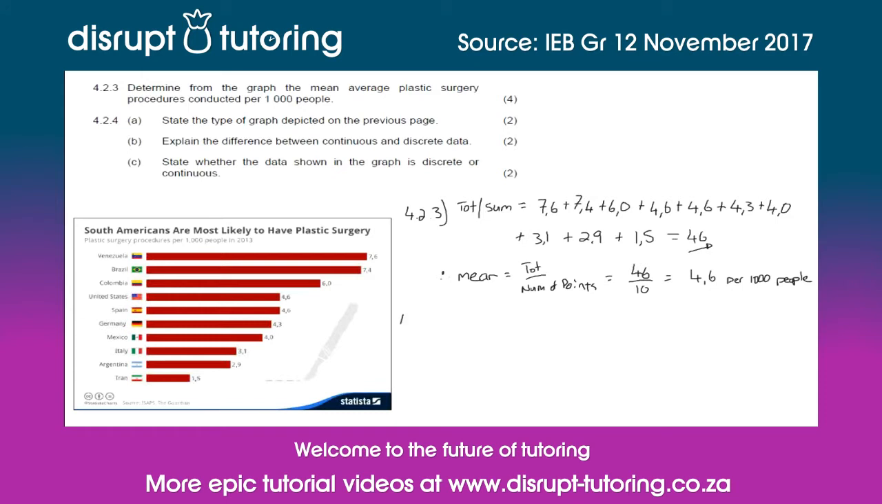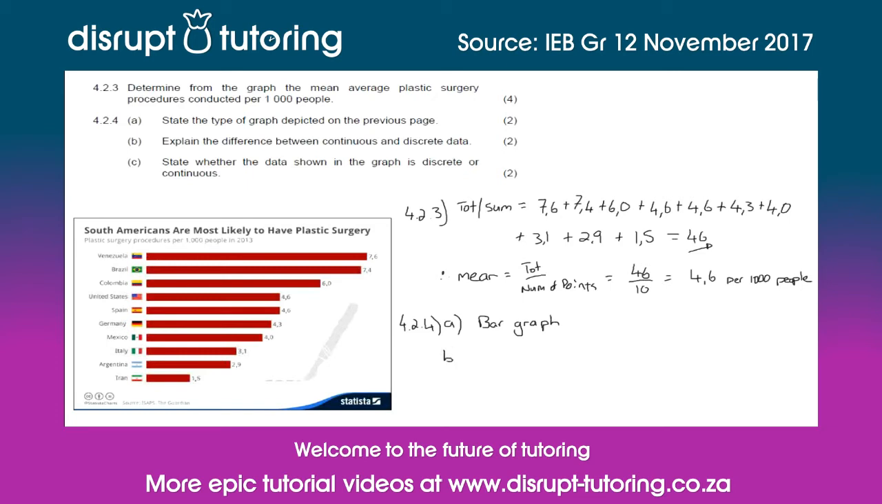And then the next question is 4.2.4. Question A asks us, state the type of graph depicted on the previous page. As I said, I've pasted the graph in, and I've said multiple times that this is a bar chart. You can see there are horizontal bars. So this is a bar chart, or a bar graph will be accepted.